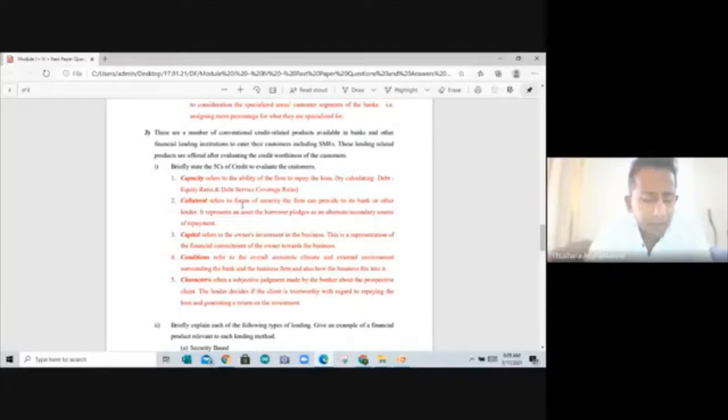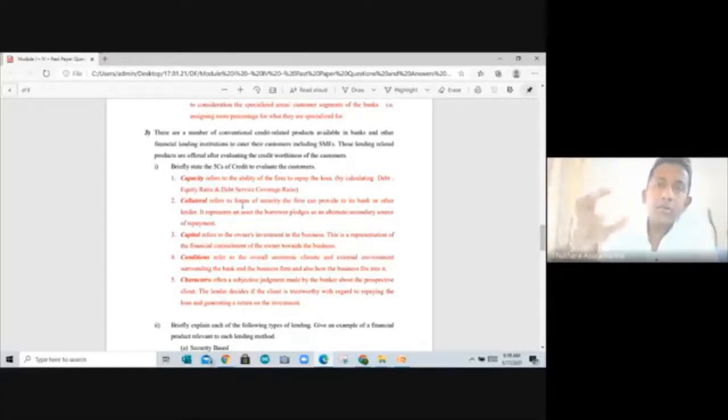Generally, in order to understand SME, retail or individual credit evaluation, we have been using this 5C model, or rather it's a 6C model right now. First I'll explain the 5C, and then I'll explain the 6C and where exactly the change is. Now when you say 5C, it's capacity, collateral, capital, condition, and character. Capacity basically talks about the customer's or firm's ability to repay the particular debt, right?